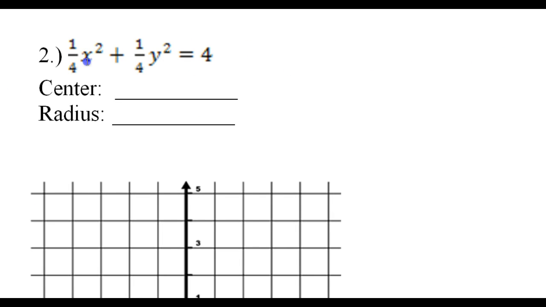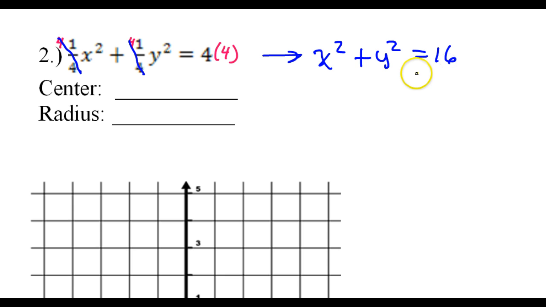Take a look at problem number 2. If I want to get rid of this 1/4 business that's happening, I need to multiply everything by 4. If I do that, then these 4's are all going to cancel out. So that's going to leave me with x² + y² = 16. Alright, the radius is going to equal the square root of 16, which of course is 4. The center again is (0, 0), since there's nothing being added or subtracted on there.